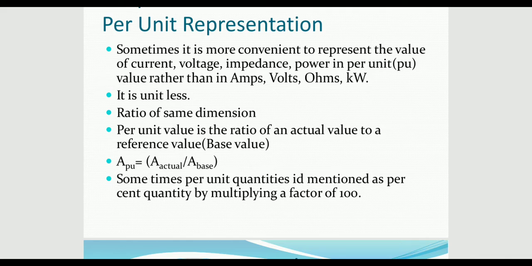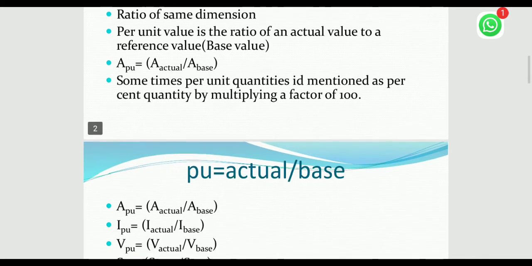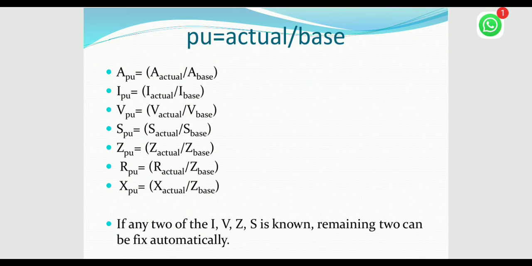Coming to the second point, it doesn't have any units. It is a unitless quantity. And the general definition for per unit value is taken as a ratio of actual value to the base value, or else it can also be called actual value to the reference value. If you want to get the per unit percentage, then it should be multiplied by a factor of 100. And these are all the values which you are going to calculate in terms of per unit.